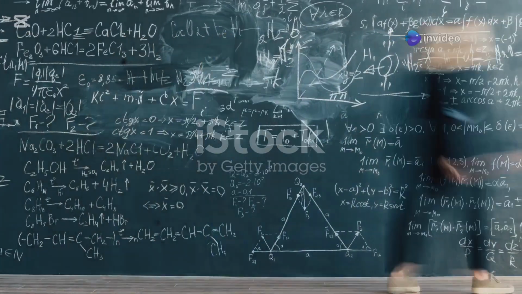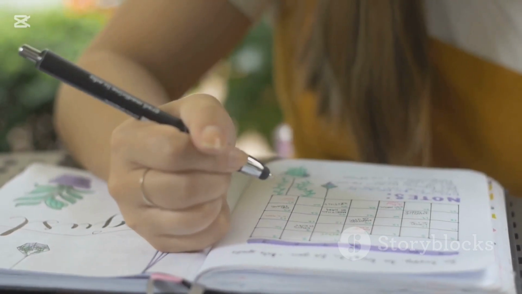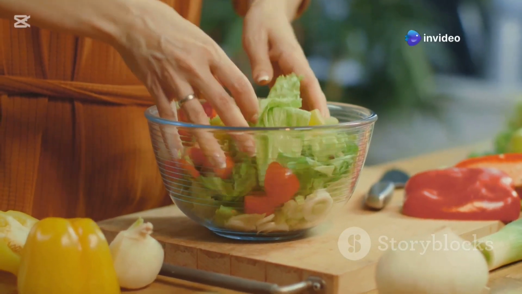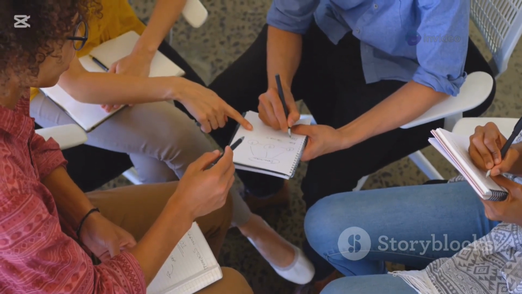Combinations in daily life. Practical examples. Combinations are incredibly useful in everyday life. Think about creating a salad. You have a variety of ingredients to choose from, and the order you put them in your bowl doesn't change the final product. Another example is forming a team.